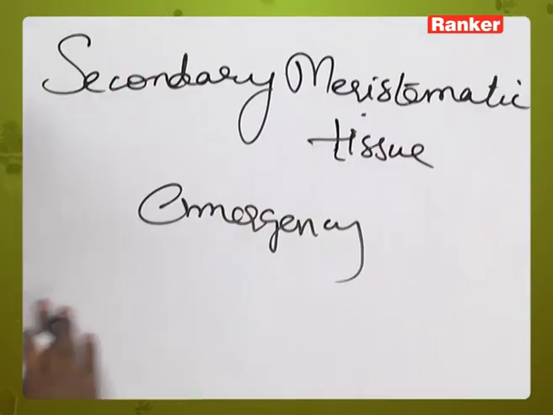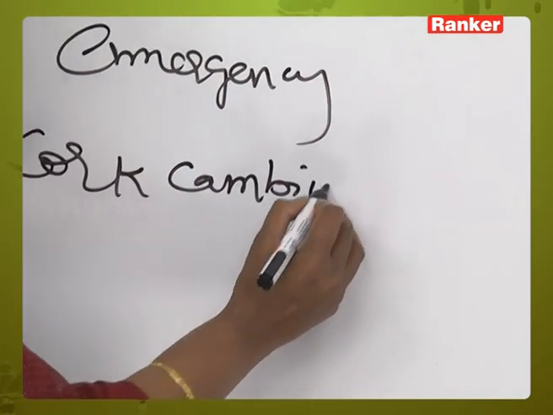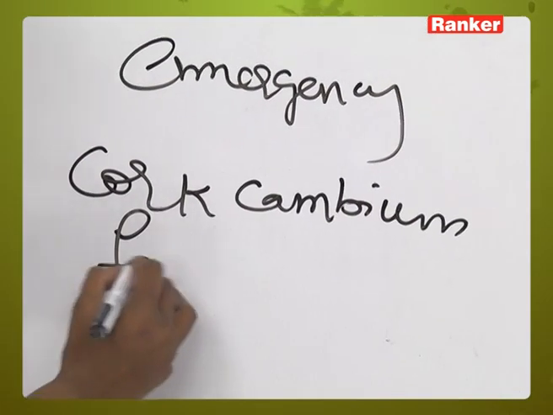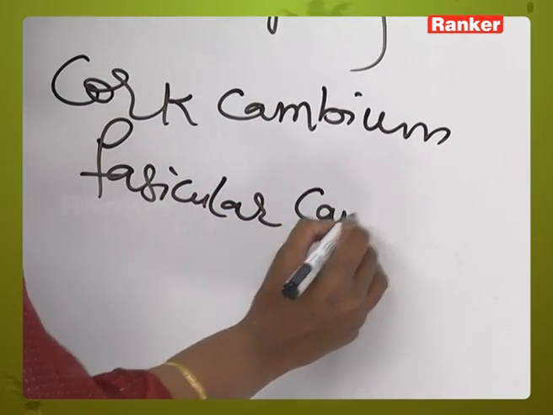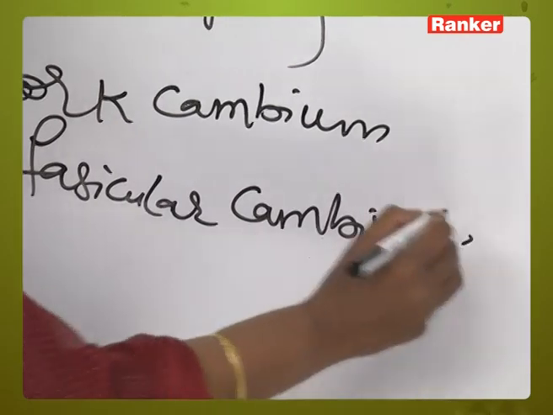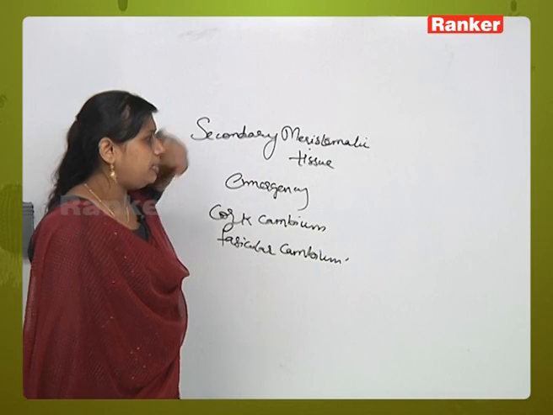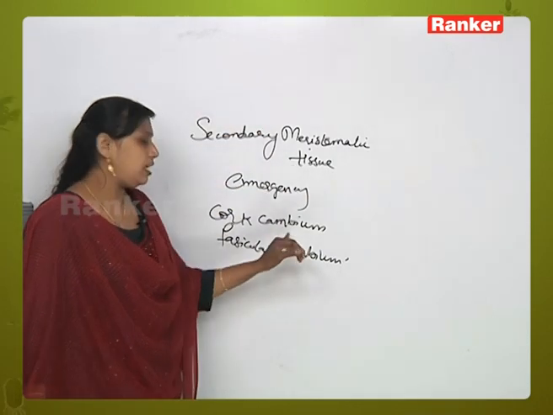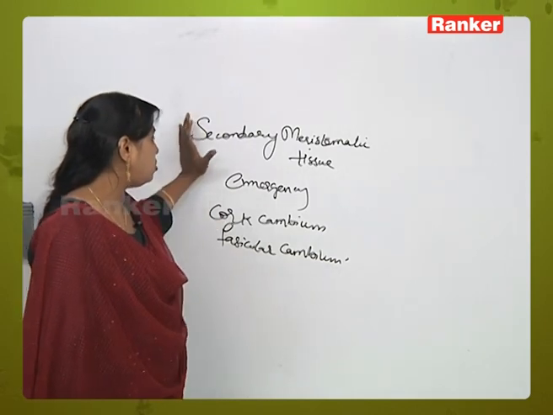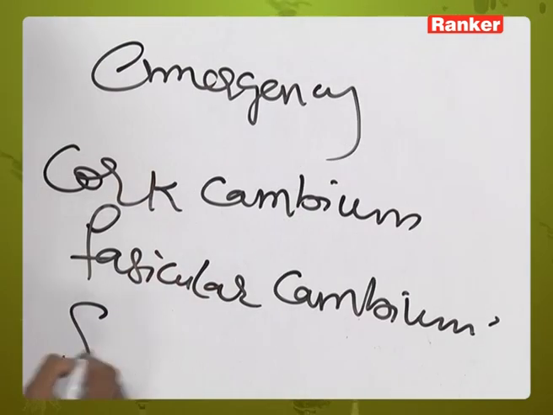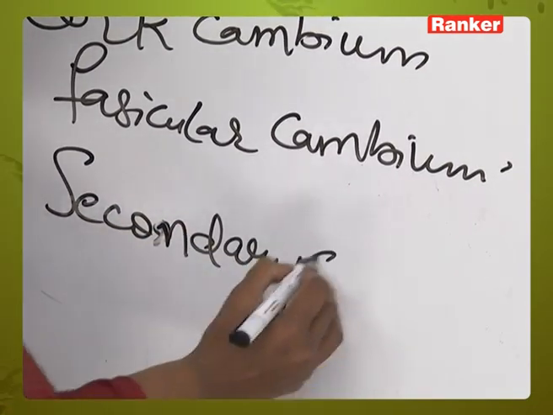Now in this case, the example for this is cork cambium, fascicular cambium can be taken as a better example for this. These are primary permanent tissues which help in the thickness of the plant body, and these are always in the lateral position, and they also help in the secondary growth in the plant. They are helpful for the secondary growth in the plant.